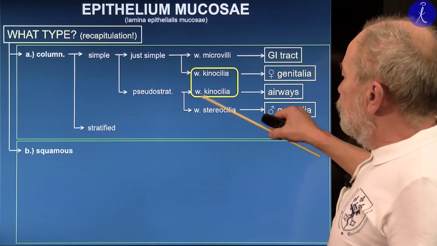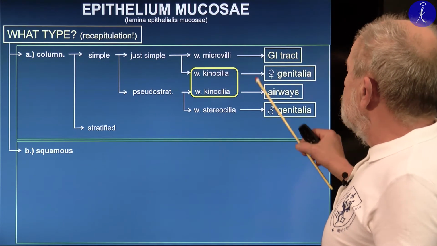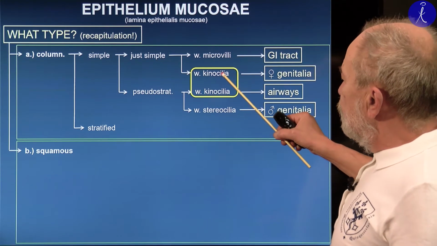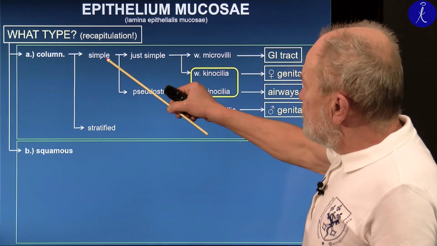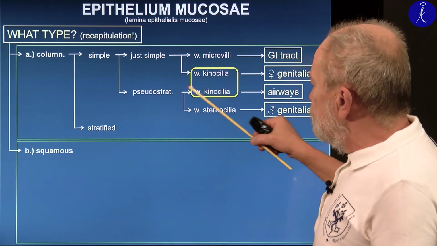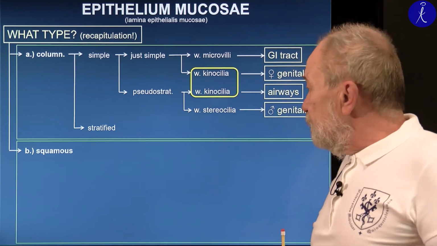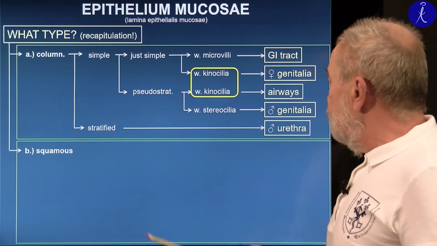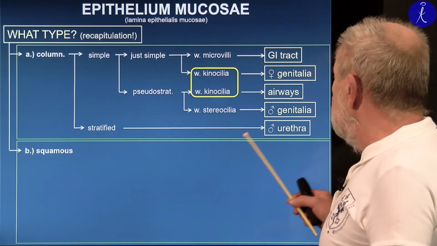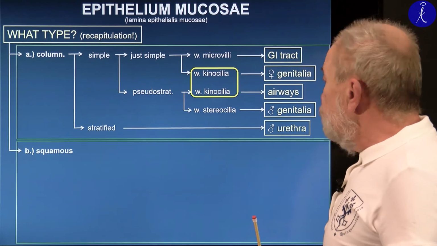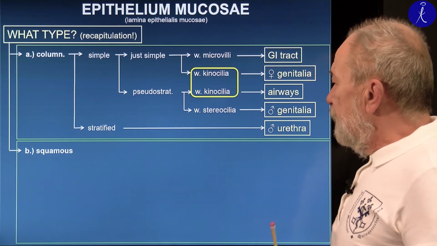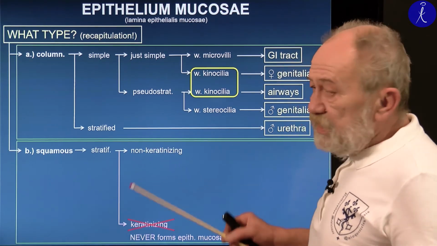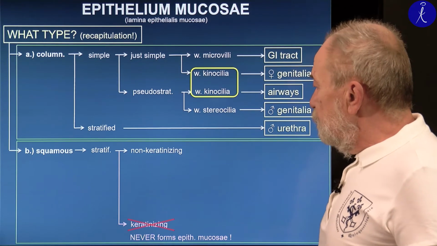You see that both these two systems have cilia with a specific function, but the difference is that in one case simple columnar, in the other case pseudostratified columnar bears the cilia on top. If stratified columnar is the epithelium, then you can conclude to the urinary system, the urethra. If squamous epithelium, again two chances are, non-keratinizing or keratinizing epithelium.